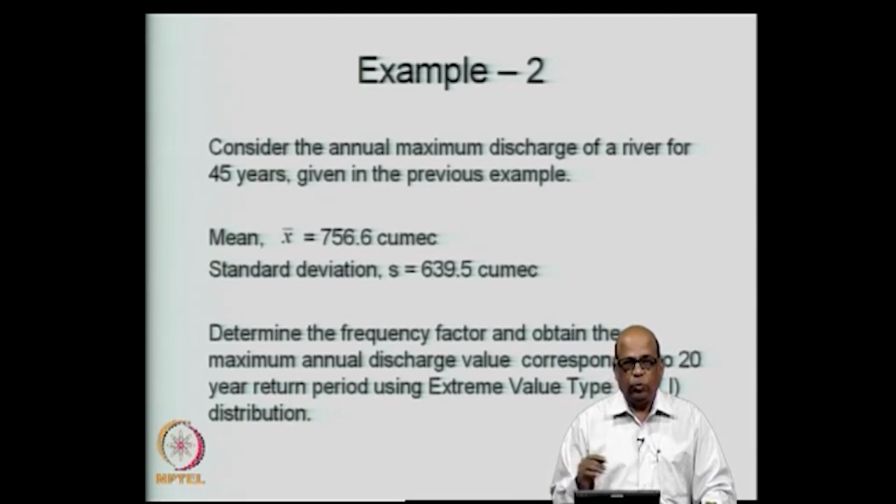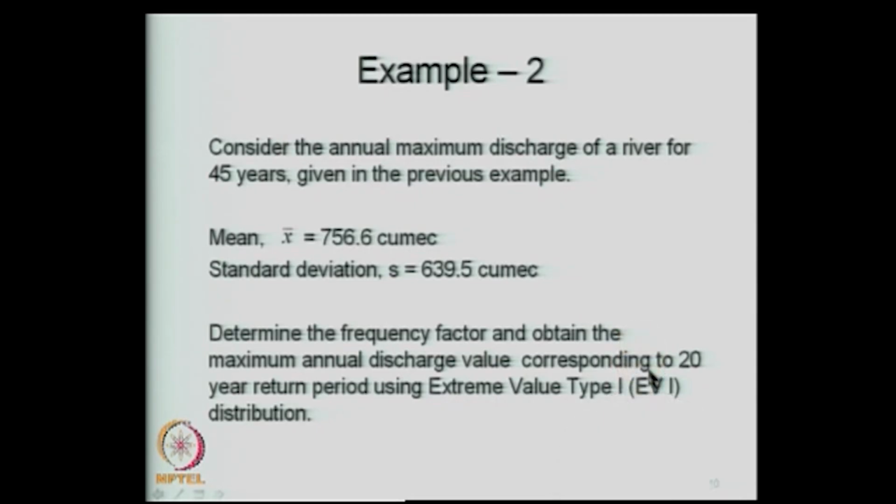Then we will do the same example as we did for the normal distribution, use the same data and then use the extreme value type 1 distribution and see what magnitude we get. So, the 45 years of data that we considered in the previous example, the mean of that is 756.6 cubic meters per second, standard deviation is 639.5 cubic meters per second. We will now use the extreme value type 1 distribution, still determining the 20-year return period value associated with the extreme value type 1 distribution.